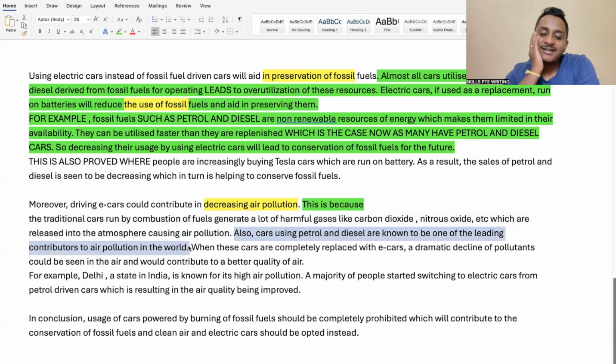How many of you think this line, also cars using petrol and diesel are known to be one of the leading contributors, is the same as the previous line?